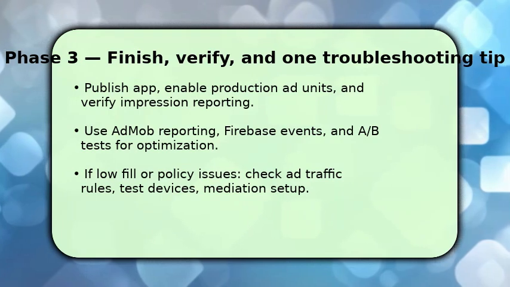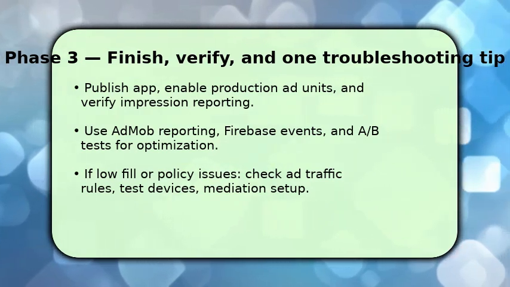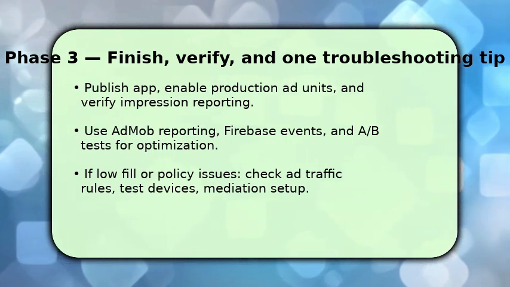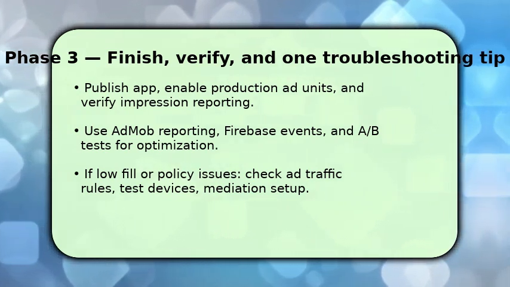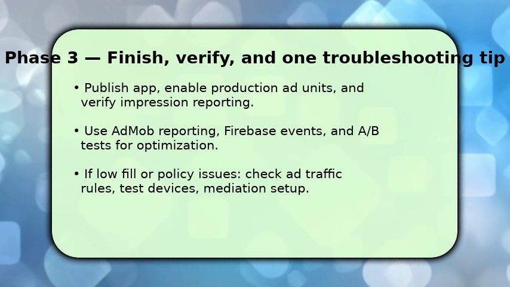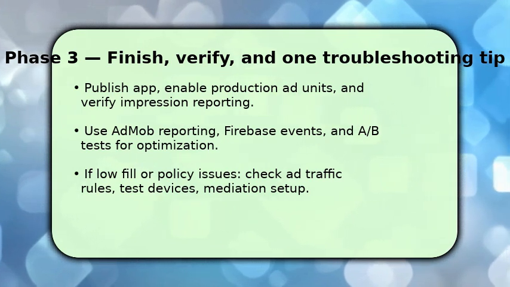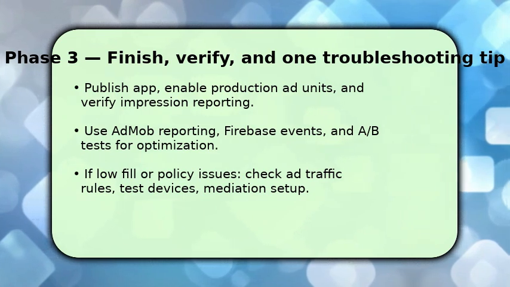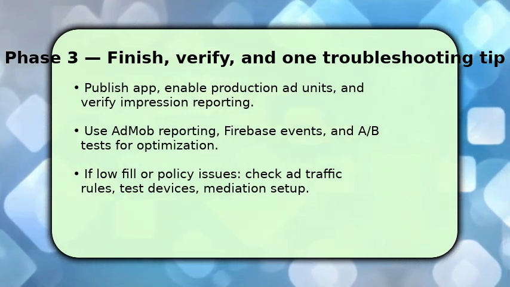After launch, enable your production ad units and confirm impressions appear in AdMob. This verifies proper integration. Use AdMob reports alongside Firebase events to measure revenue per user and run A/B tests on placements and reward values. Once you see trends, increase bids, adjust frequency caps, and iterate.